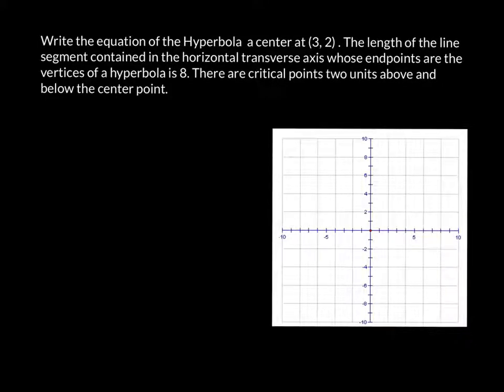Okay, so to go ahead and start off, we have our equation of a hyperbola. They give us our center, so we know that is h and k. The next thing that we have here is a horizontal transverse axis, so it's going to be a horizontal hyperbola. And the distance between the endpoints of that is 8. Because a is half of that, I know that a is going to equal 4.